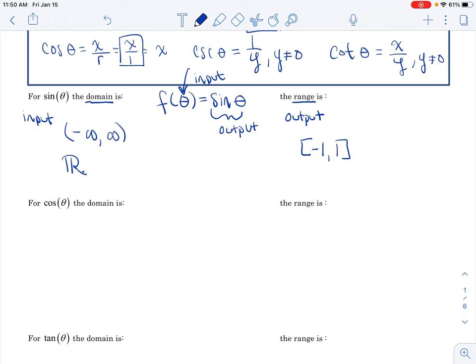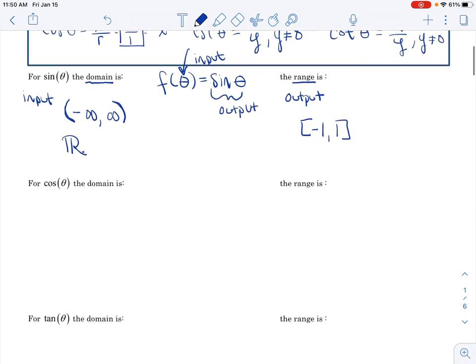Now to refresh your memory, we use brackets because it can be those values. We use parentheses when it can't. For infinity, we always use parentheses because it's a concept. All right, so we're never going to use brackets with infinities.